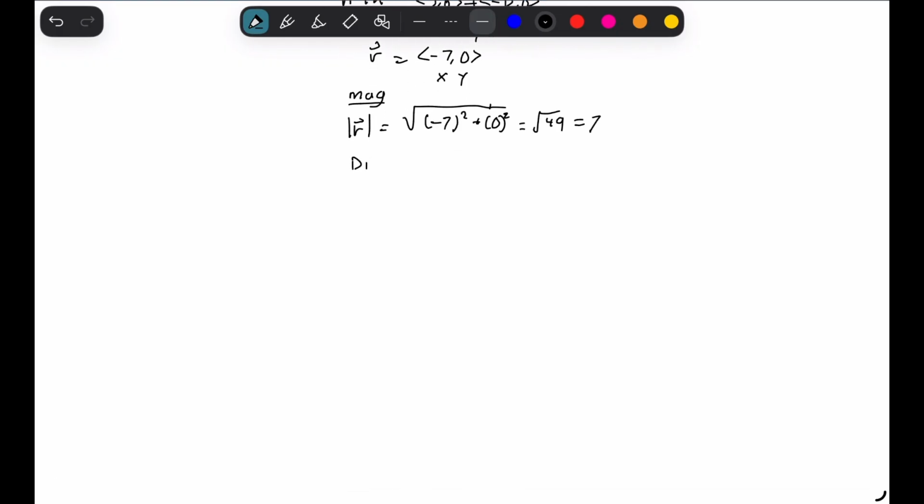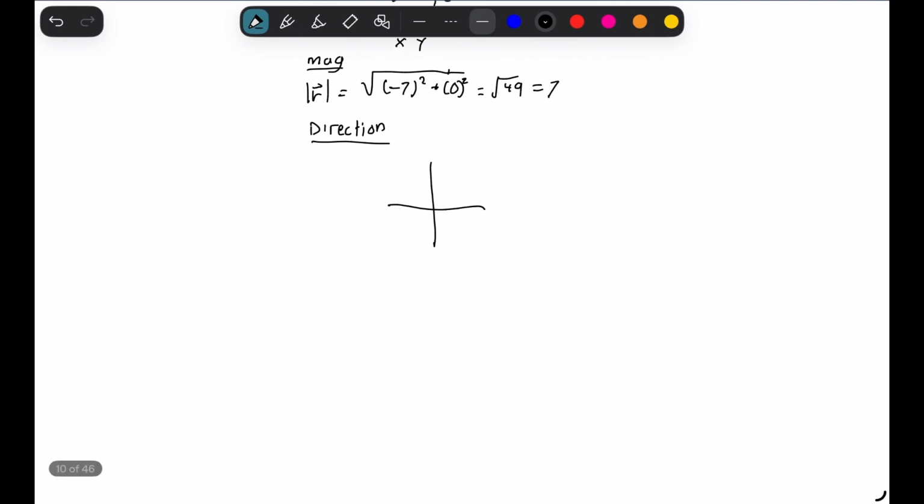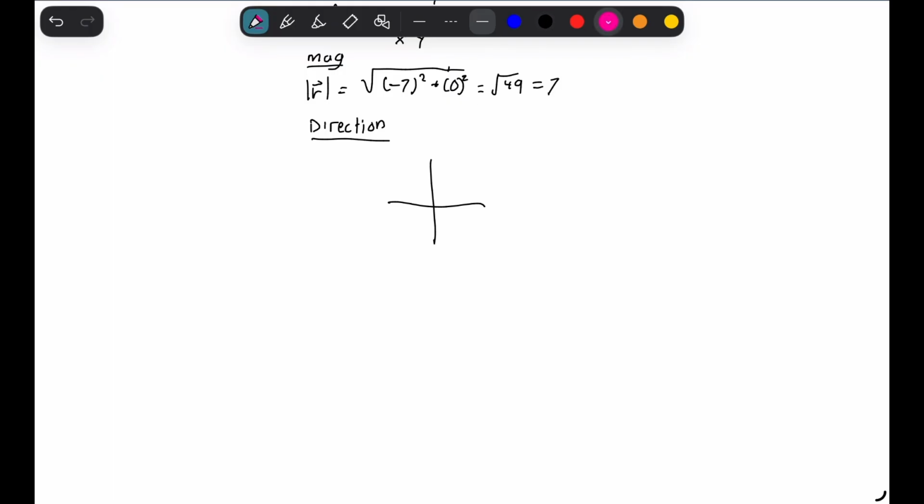Now we also have to find the direction. So we know that if we have this graph, we're at 0 degrees, but we're going to go to the left because we have a negative. So that's going to be a measurement of 180 degrees from the positive x-axis for theta.